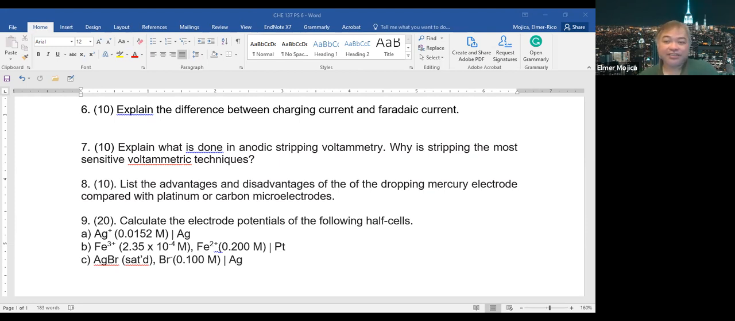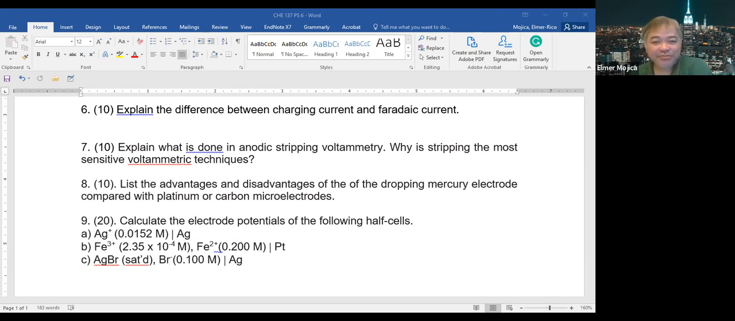Now, yung disadvantage niya, aside from the environmental factors, is yung poor anodic potential range. Tapos masyadong mataas yung residual or large residual current. And it's also inconvenient. Kasi antayin mo siya mag-drop eh. Hindi siya automatic. Okay? And its tendency to yield current maxima. And I think they phased this out already because of environmental stuff.